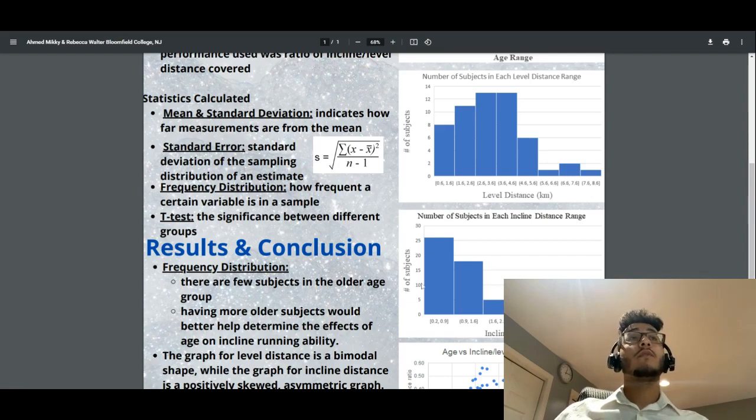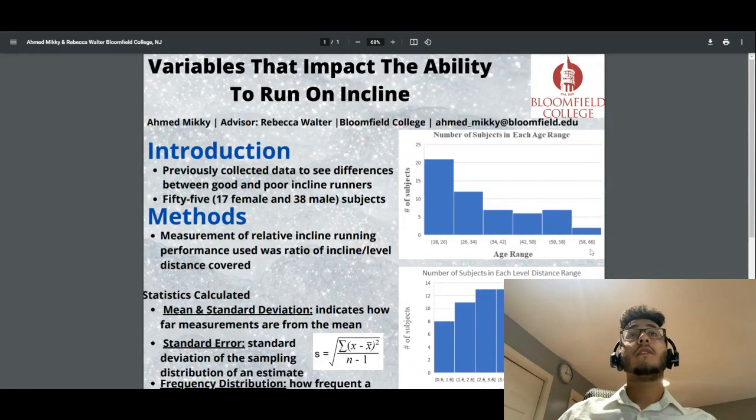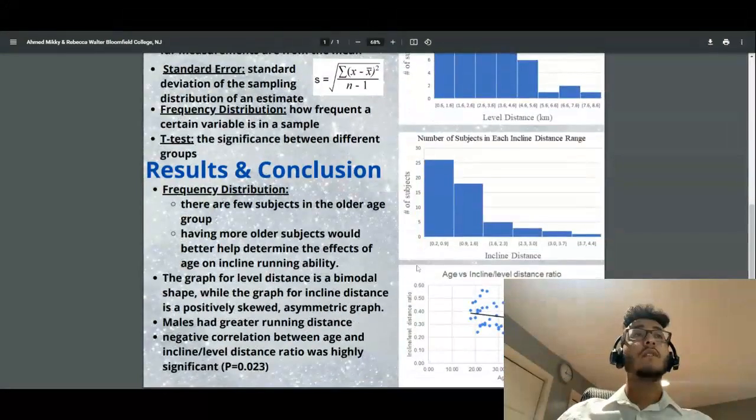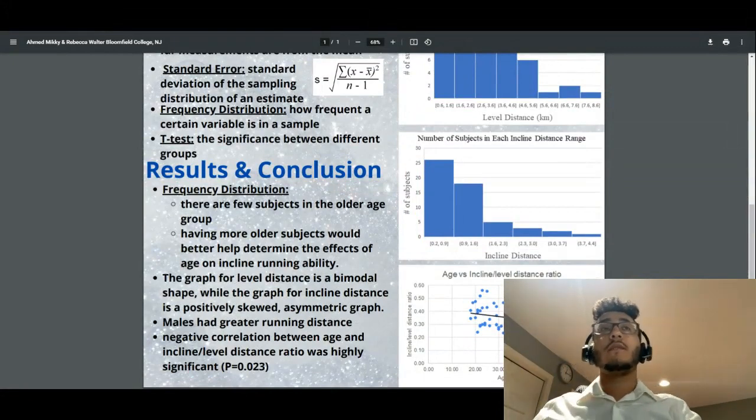few subjects in the older age groups. So what I'm talking about is between the ages of 58 and 66, there were barely 2 subjects in this age group. Compared to 18 to 26, there were around 21. So roughly it halved from here, and it kept decreasing and decreasing. So maybe in future research, we want to add more people in this older age group, just to see if there was any significance here.